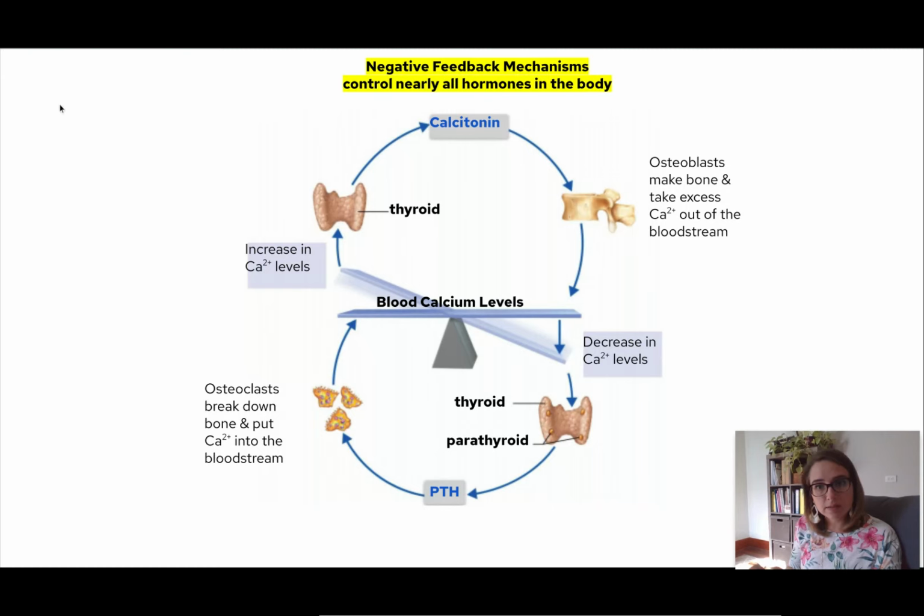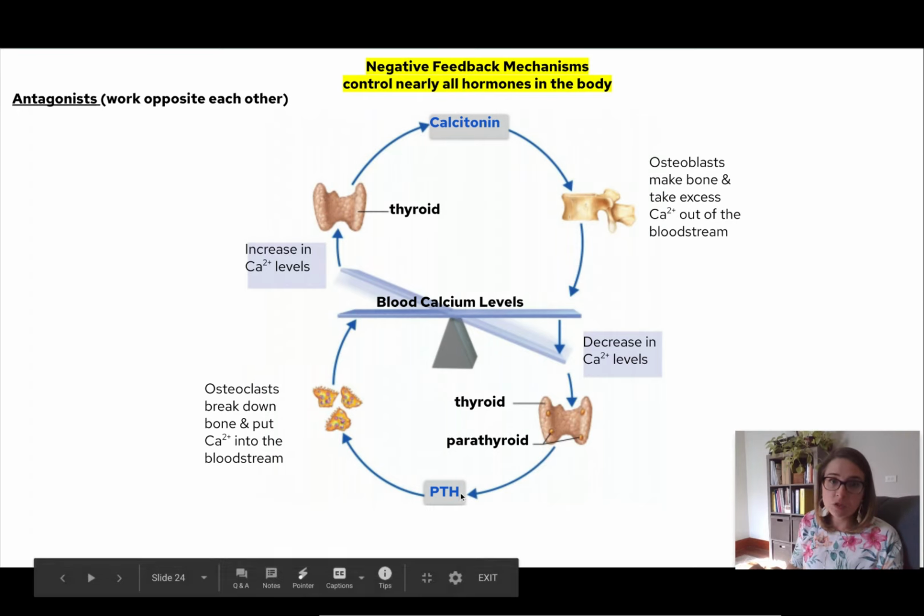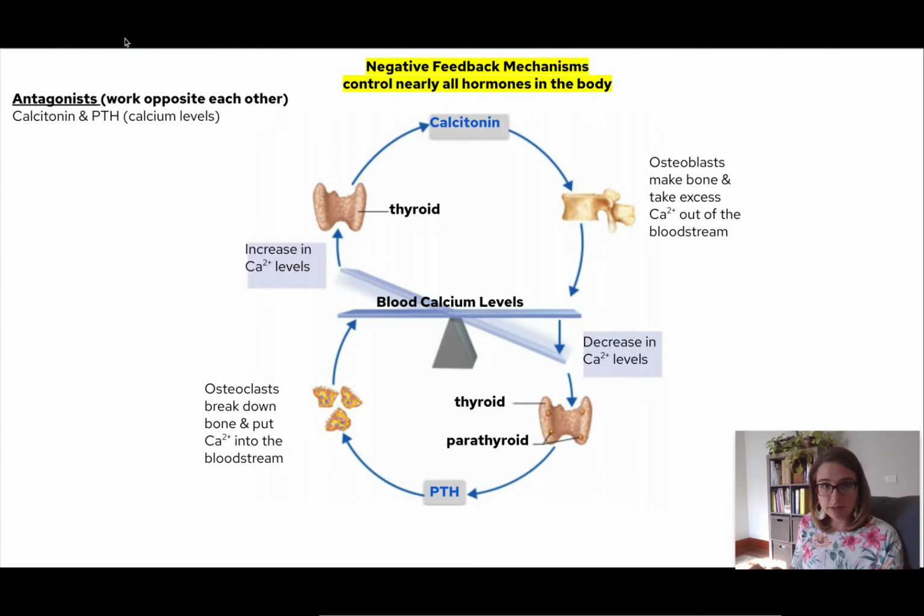Now, there are many antagonist hormones, meaning they work opposite each other. So as we can see here, calcitonin and parathyroid hormone work opposite each other, and they work to balance your calcium levels. Insulin and glucagon, those two work opposite of each other. Insulin responds to too much glucose in the bloodstream, and so it lowers your blood sugar, whereas glucagon is going to raise your blood sugar if, let's say, you have a lack of glucose in your bloodstream.